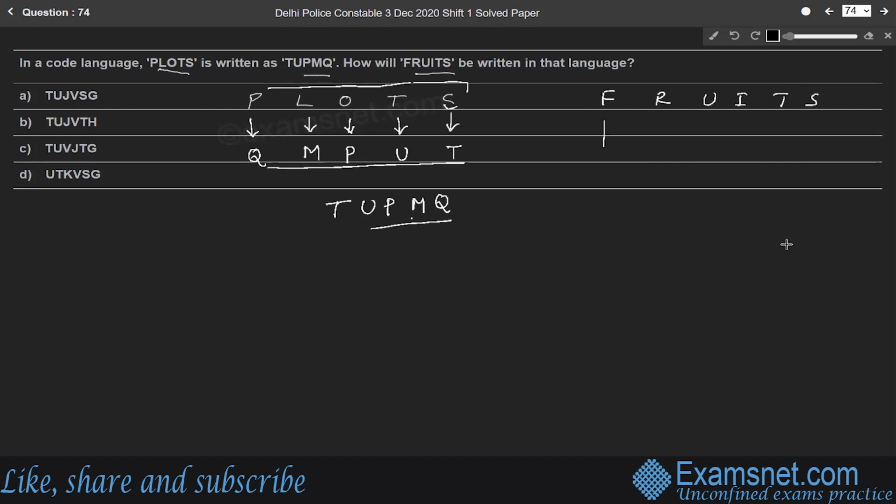Similarly, fruits. F will be coded as G, R will be coded as S, U will be coded as V, I will be J, T will be coded as U, and S will be coded as T. But these alphabets should be written in reverse order, that is G at last, S, V, J, U, T. Look at the options. T, U, J, V, S, G, hence option A.